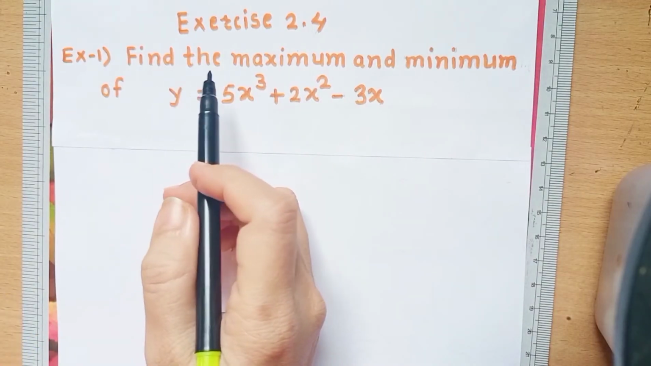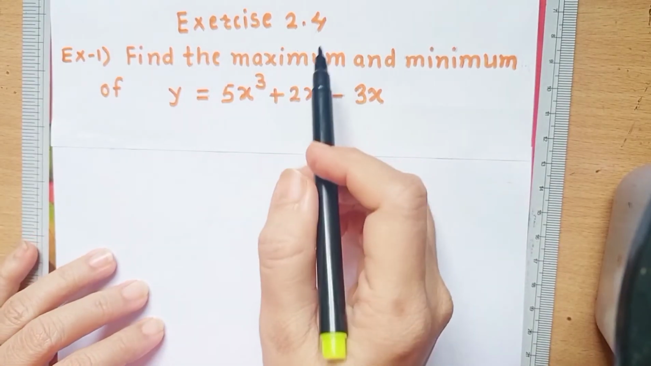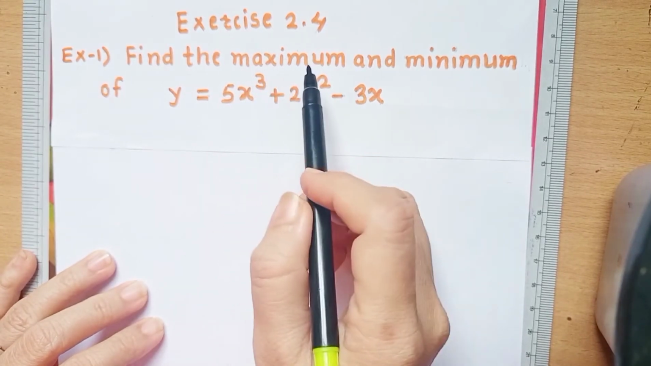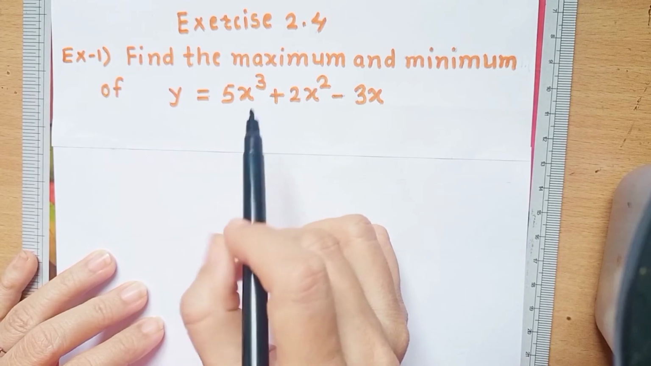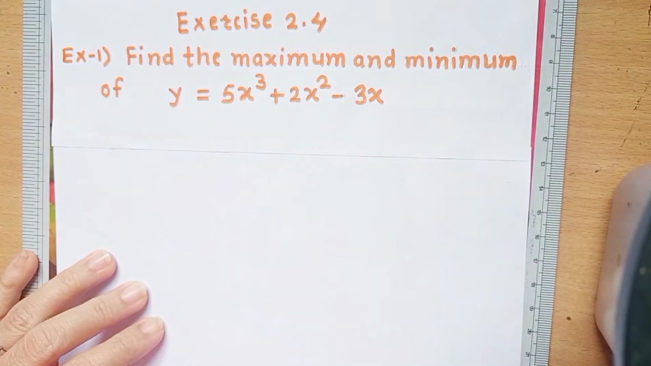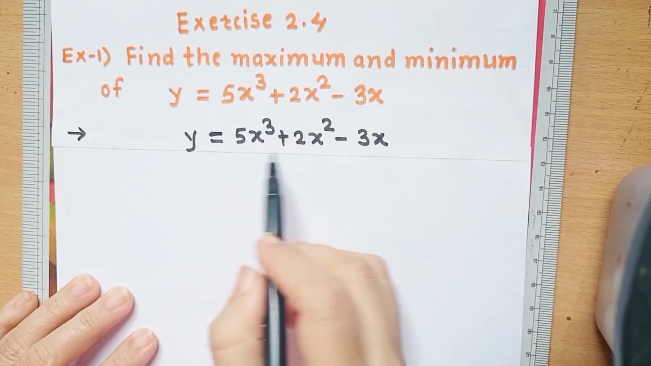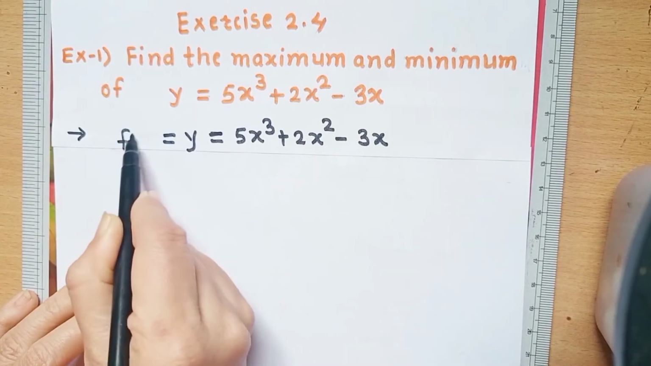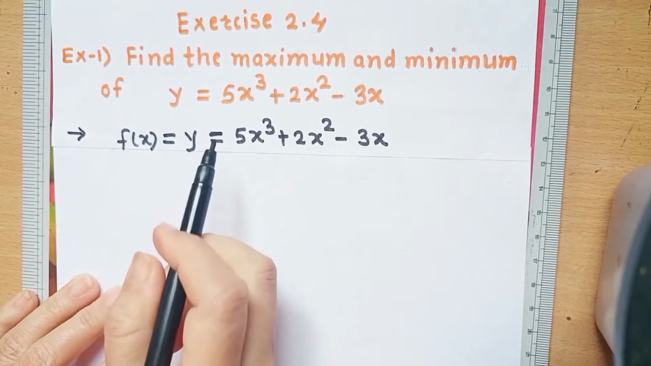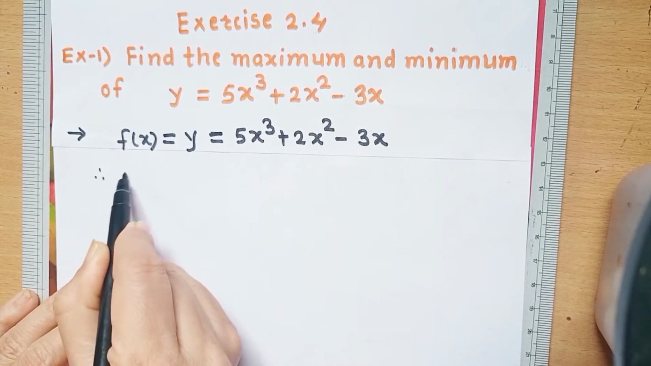Let's solve the first example from exercise 2.4. To find the maximum and minimum of this function, we will use the second derivative test. Since this is a function of x, we will assume this as equal to f of x. Now differentiate this with respect to x.